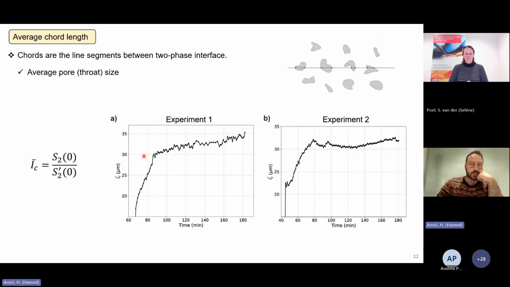If you look at the results of this average chord length, you can see that again at the beginning you have a rapid increase, which is probably because of the creation of the channel-like shape. After that, it still increases gradually, but at a much slower rate. So it shows that pore coarsening is happening, when the pores increase in size and in pore throat size, for example. You can also see a similar pattern in experiment 2.